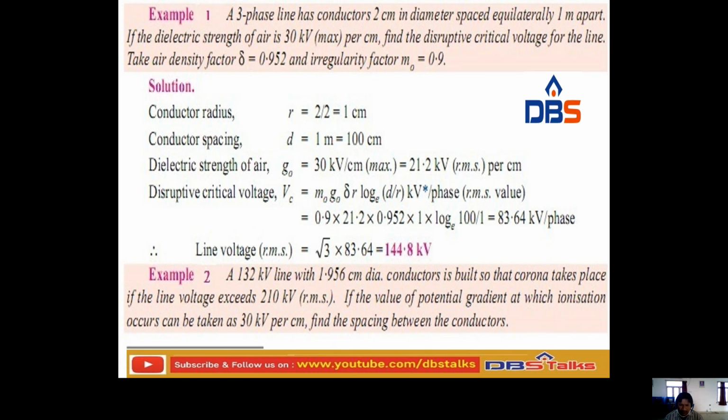So once again, please observe the problem. They gave the line voltage, they gave the diameter, and they gave that corona may occur at this much voltage, that is nothing but the critical disruptive voltage. Where corona occurs, at which voltage corona occurs, is the critical disruptive voltage. So that is nothing but the given critical disruptive voltage, right?